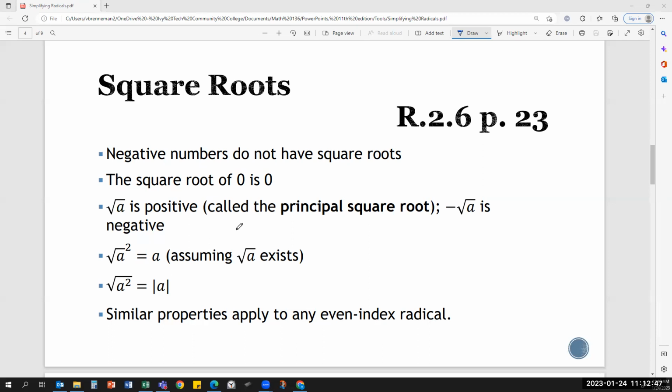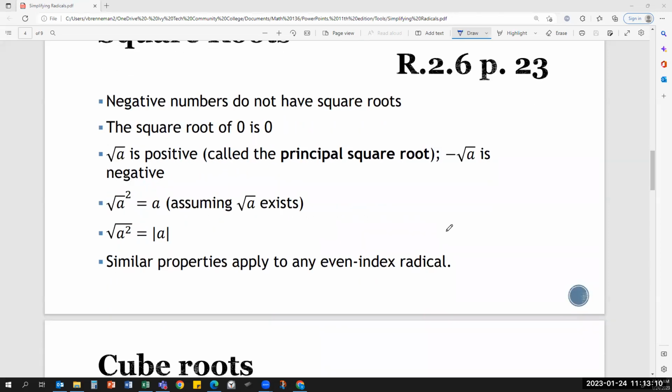As long as you could take the square root of something, then if you square that square root, you get back the original thing. And then, of course, if you take any number and square it, and then take the square root of the result, if it's a positive number, you just get the number back. If it's a negative number, you get the positive part of it, the number part of it without the negative. And this is similar for any even index, 4th root, 6th root, etc.